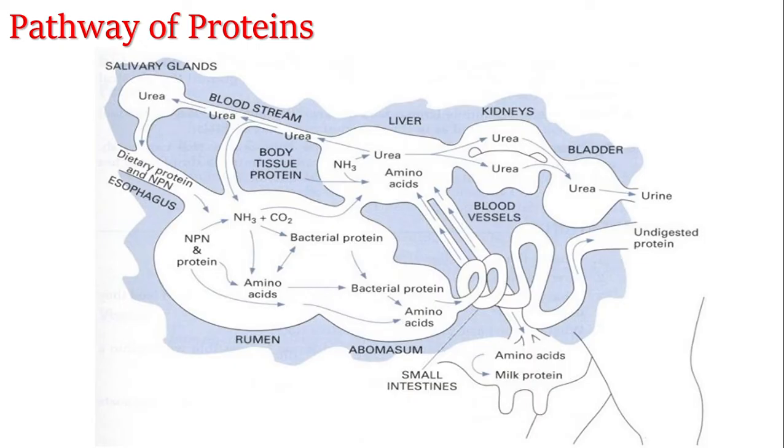Okay, the pathway of protein. Protein digestion in ruminant animals can be divided into two phases. The first is digestion, or degradation, in the reticulorumen, and the second is digestion in the abomasum and small intestine. Therefore, in ruminant animals, dietary proteins are classified as rumen degradable and rumen non-degradable proteins.